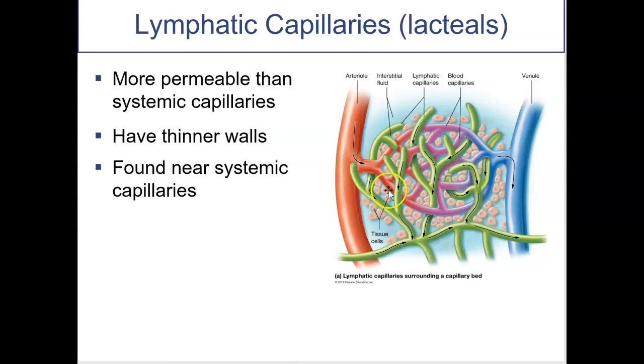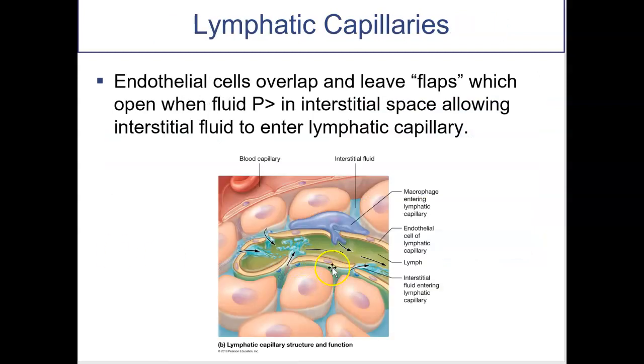We start with the capillary. We know the lymphatic capillaries are right next to those systemic capillary beds, so they're found right near them. They are more permeable than our systemic capillaries, and they have thinner walls. Now remember, they're right here because they need to pick up all that excess fluid and solutes that left the capillary bed. Now they're very permeable.